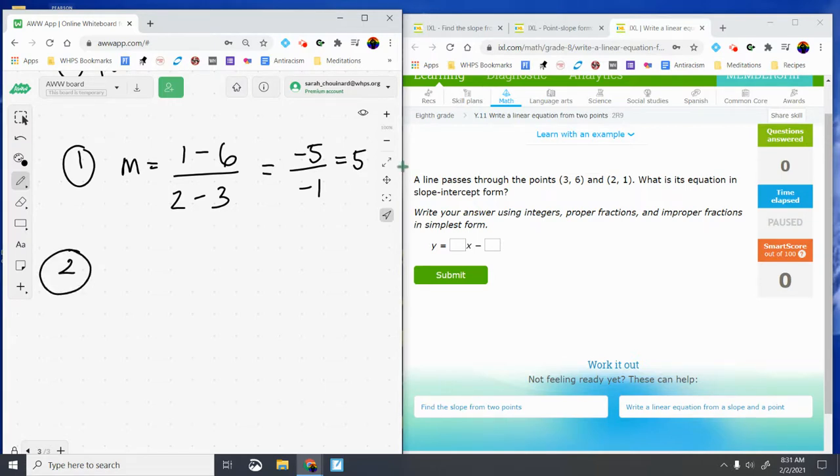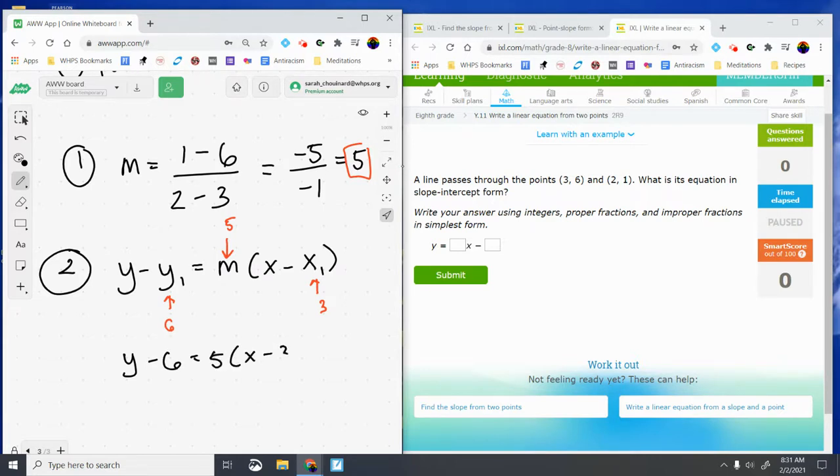Then I'm going to pick one point and the slope to plug into my point slope formula. So we're going to plug it into y minus y1 equals m times x minus x1. So I'm going to use 5 as my slope, and I'm going to use the point 3, 6. So I'm going to plug in 3 for x and 6 for y. So that gives me y minus 6 equals 5 times x minus 3.